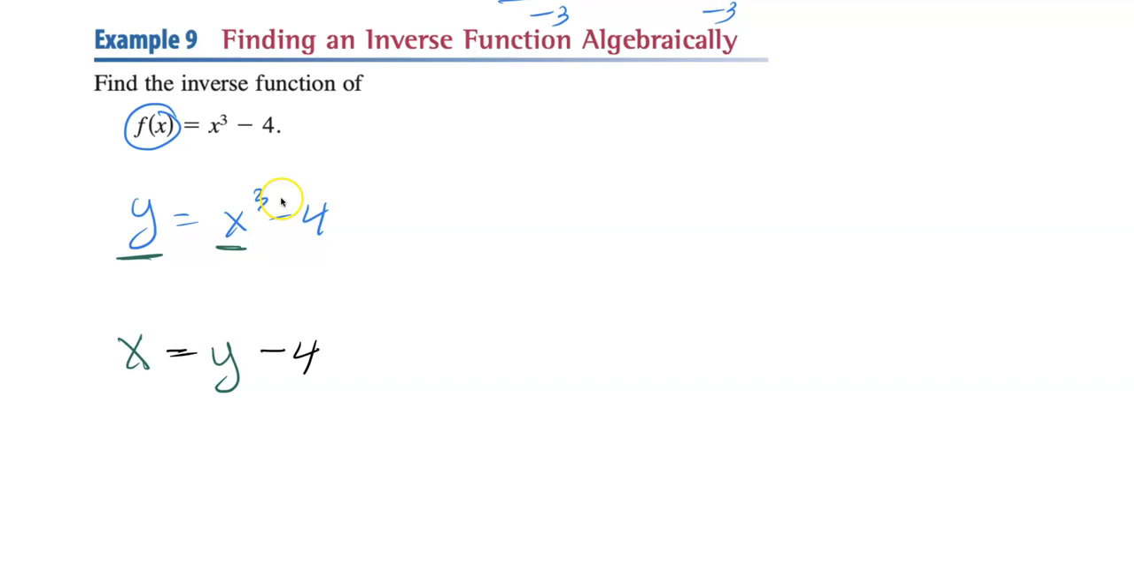Where does the 3 go? Does the 3 go with the x, or does it stay with the y? Like, does it follow the x around, or does it stay here? It stays. Right, so the only thing you switch is literally the letters. So x and y get switched, everything else stays the same. And now you solve for y.